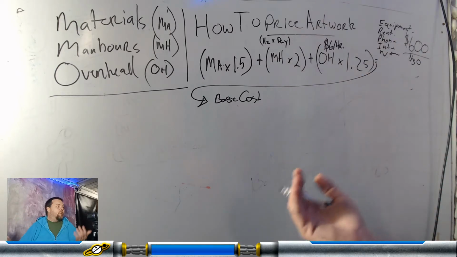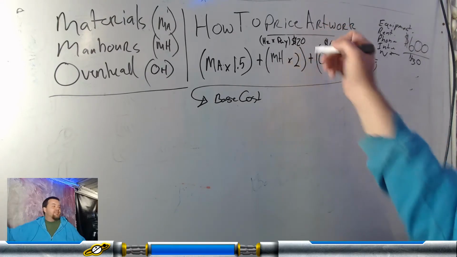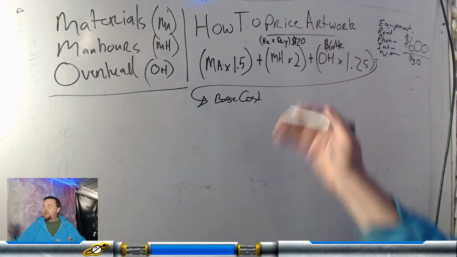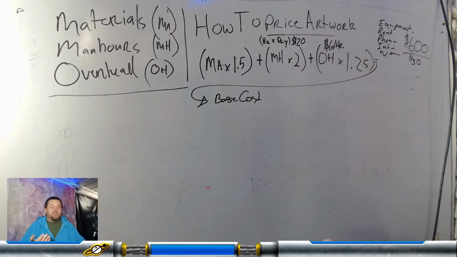Let's just say we say $20 an hour. That's a decent amount, not a whole lot. I mean, I'd probably go for like 35 or 40 because stuff. But let's just say you say $20 an hour.